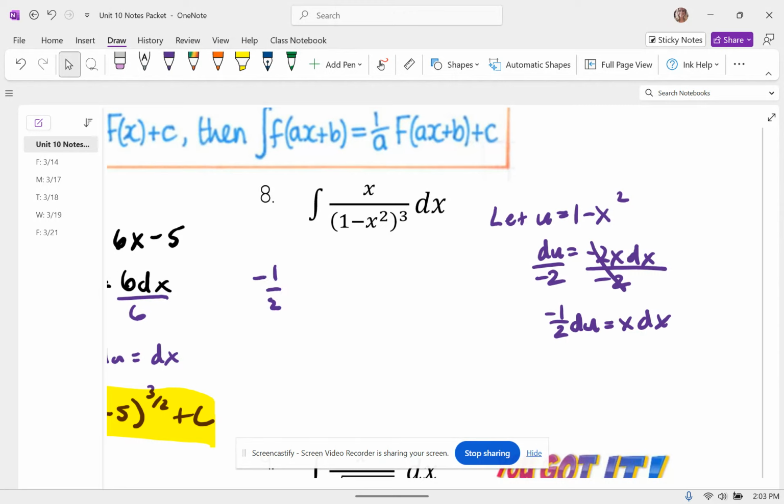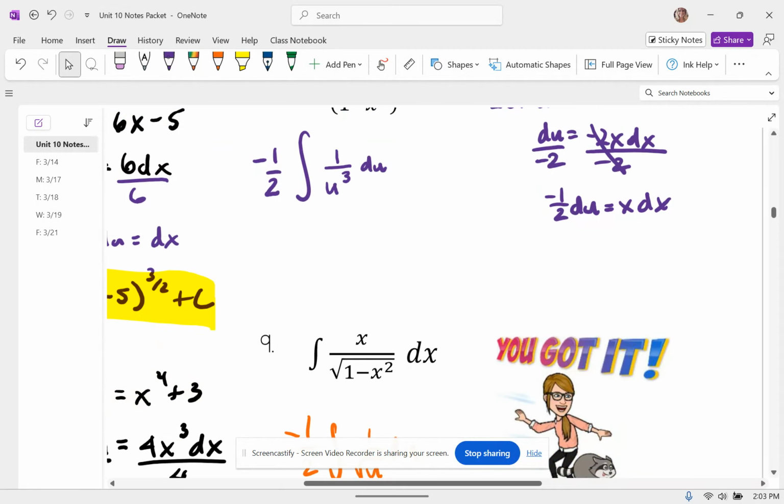Oh, that doesn't look like it too. All right, so this is gonna be 1 over u cubed du. Where do you put u in? I don't think you do. Yeah, there's no u for the first ones.